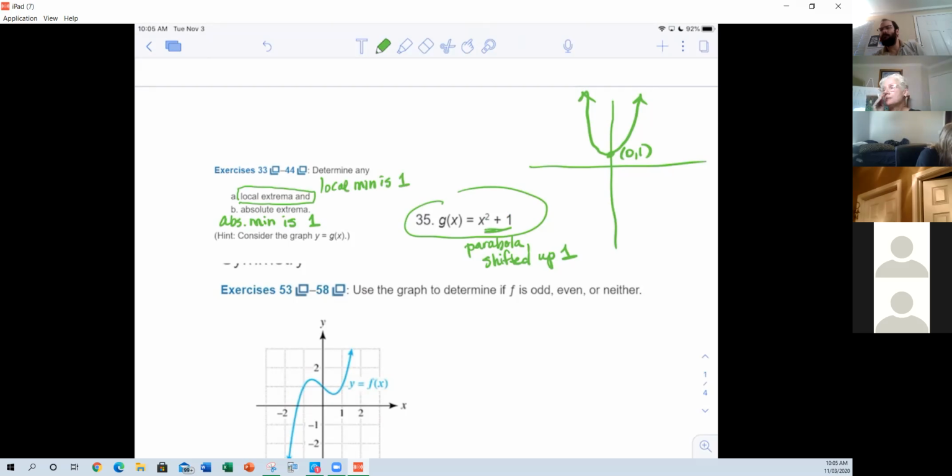Is there any absolute max or local max? No, because it just keeps going to infinity, right? Keeps going up and up and up. Yeah. Okay.